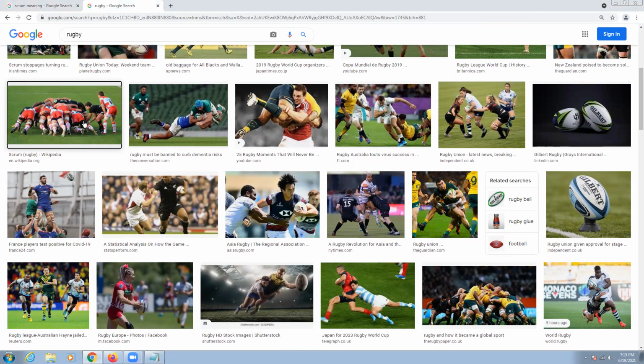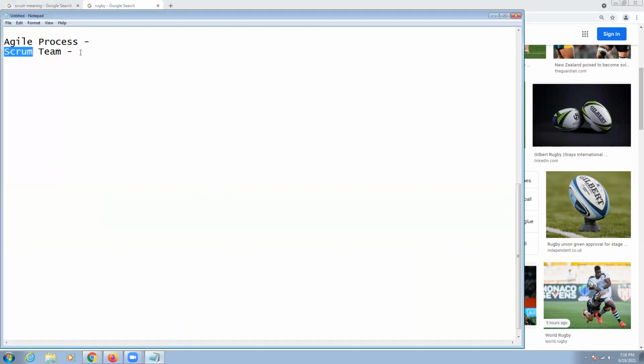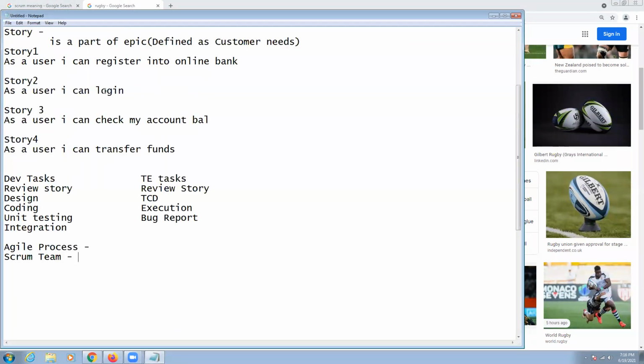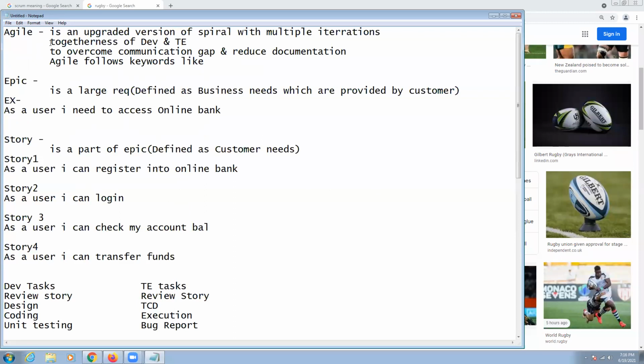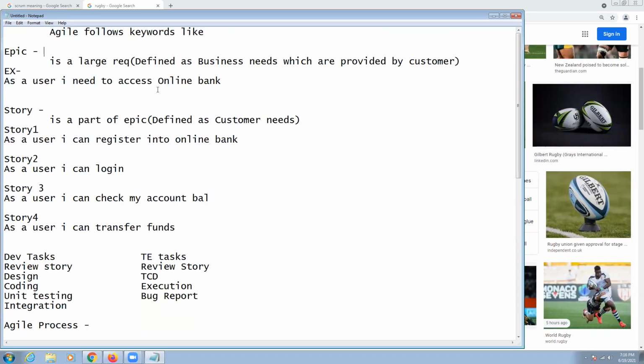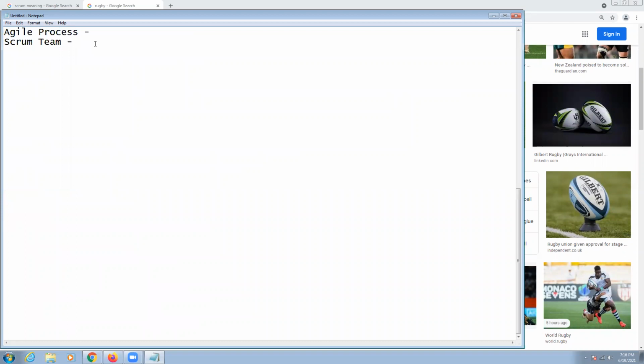After the ball has been pushed, the secondary play is individual. One person is running with the ball and another person is trying to stop him. That is secondary. I'm not going to talk about the entire game over here. We are only concerned about the teamwork, right? Togetherness. That is why we mention it as the Scrum team.